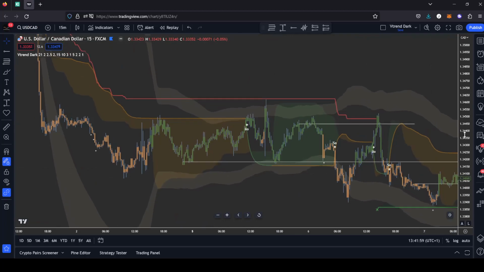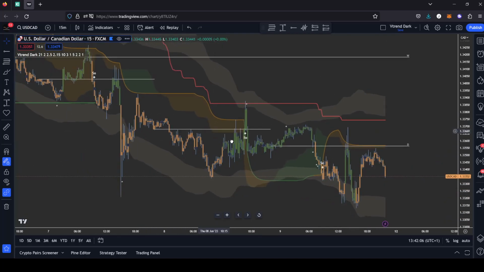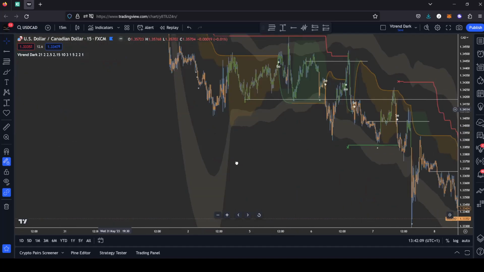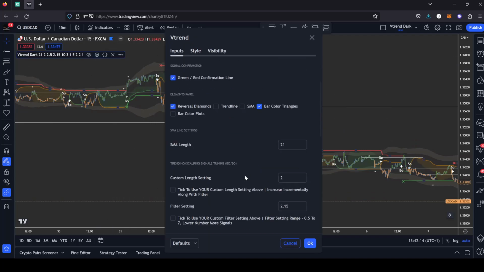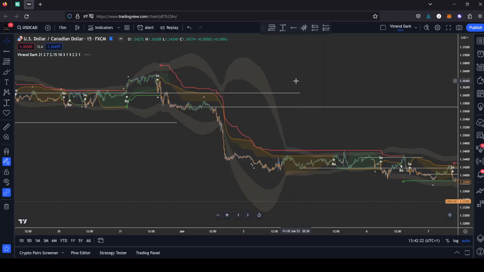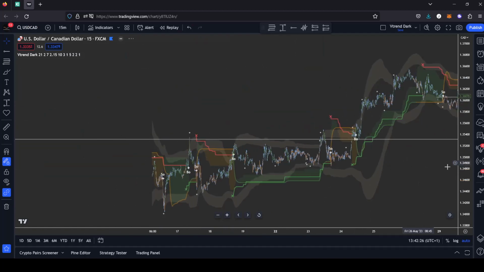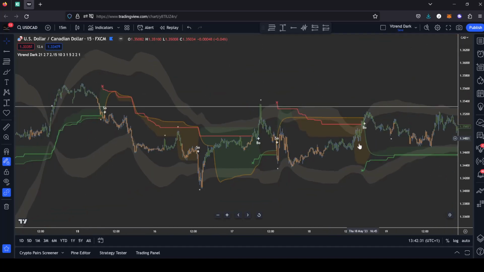So you can see here, it's very, very tight price action, USD CAD, and it can be very, very tricky. So I want to try and retune this a little bit, the trend cloud that is, see what we can do here. So let's change it to 7, see what it gives us. Okay, much cleaner. Although we have some delayed entries because of that.